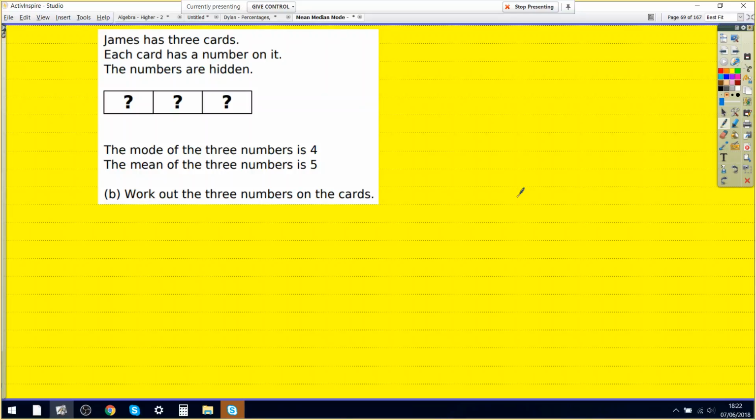Would it be 4, 9, 4? Well, 2 of them would have to be 4. Yeah, that's right. So for the mode to be 4, 2 of them have to be 4. So then you need the mean to be 5.